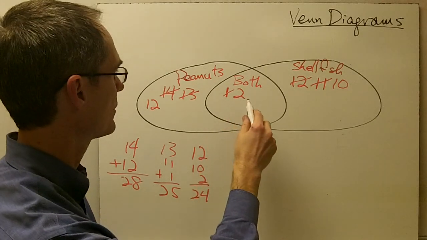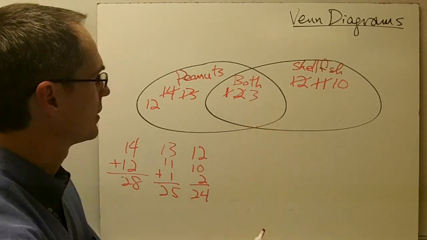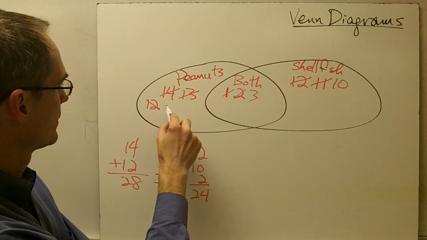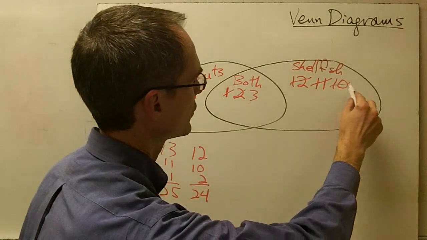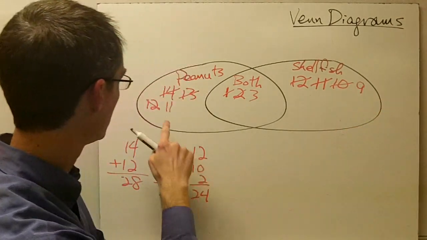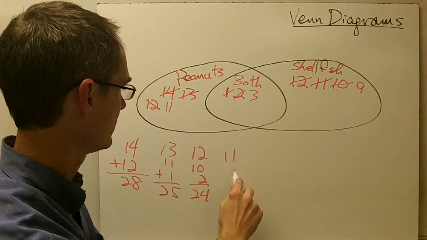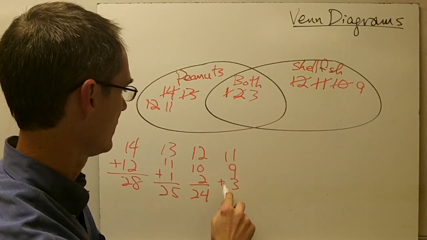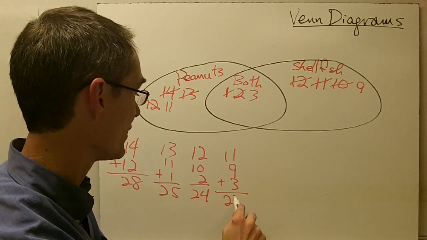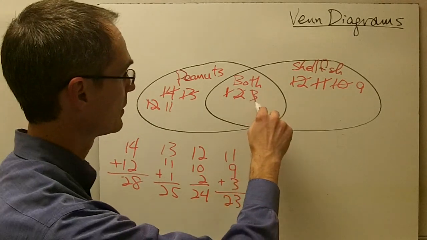Well, let's try 3. I need to subtract again. 11, subtract 1 over here, that brings me to 9. Now let's see, now I'm at 11, 9, and 3. 11, 9, 3. That's 23, still have too many.